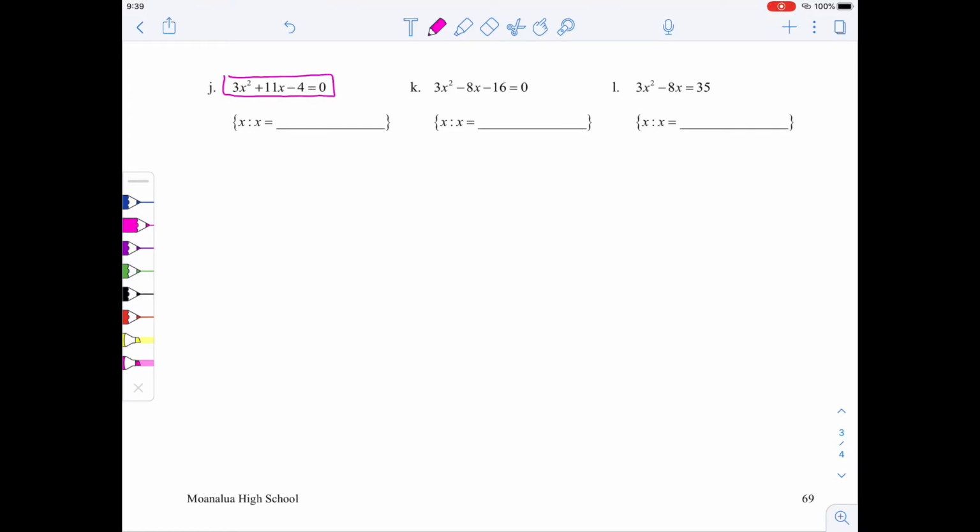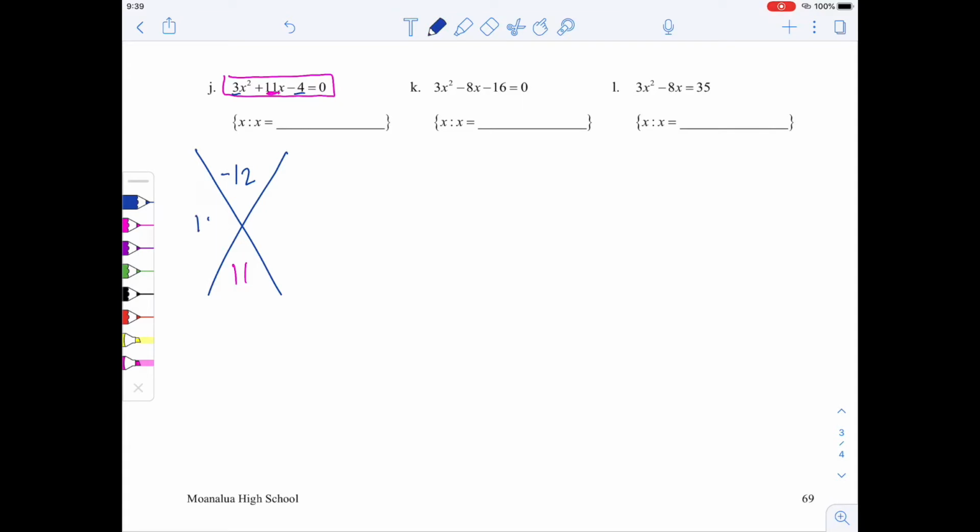You can use the X box method. You can do guess and check method. Really up to you how you want to do it. But the top should be A times C, right? 3 times negative 4, so it'd be negative 12. The B goes in the middle, which is 11. So now you find factors of negative 12 that add to 11.